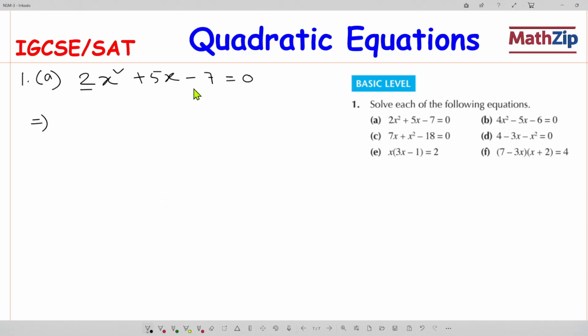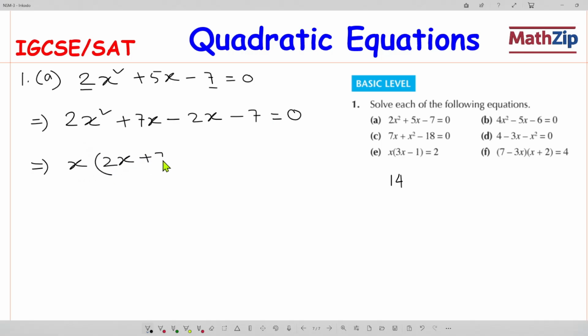So here is 2 and here is 7, it will be 14, right? We know 7 times 2 is 14 and 7 minus 2 is 5. Therefore we can write 2x² + 7x − 2x − 7 = 0. Okay, then we can take common x, so here is 2x + 7, and here we can take common −1, so again 2x + 7 = 0.